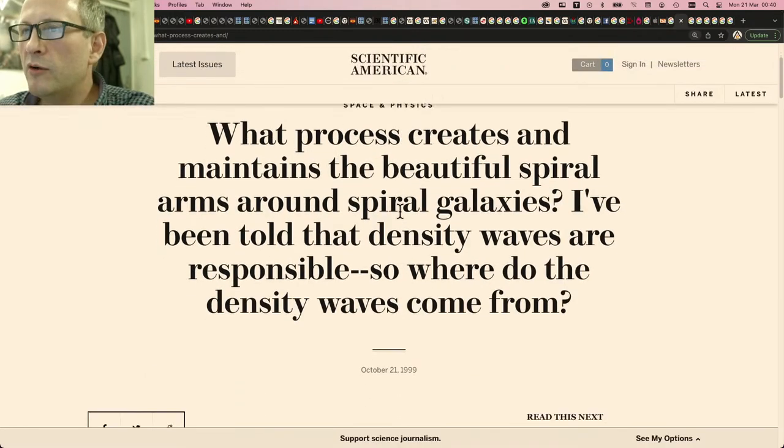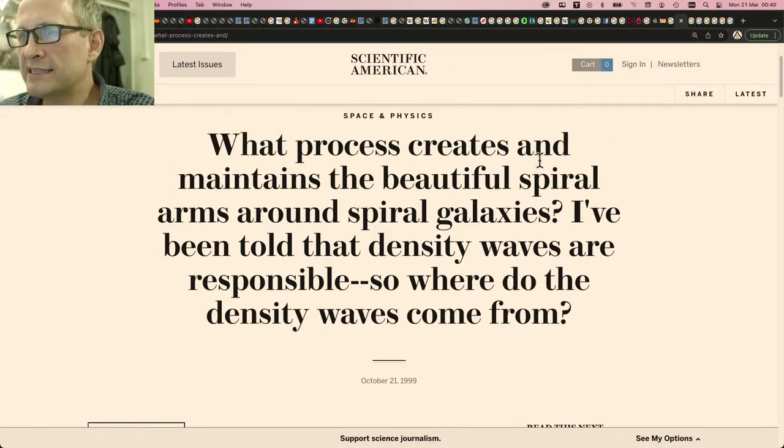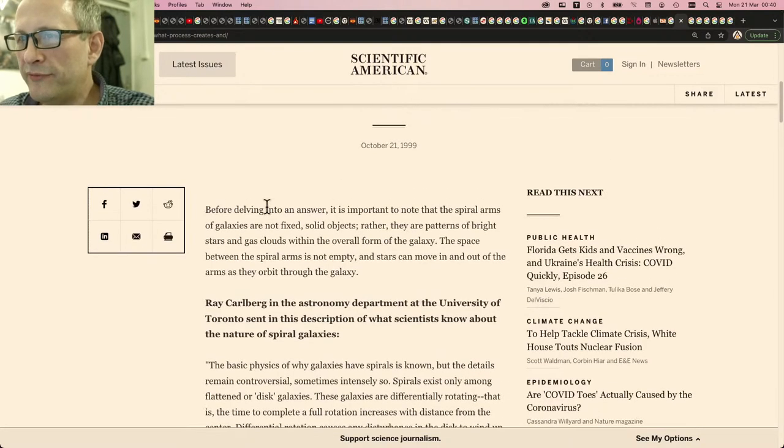All right. What process creates and maintains the beautiful spiral arms around spiral galaxies? I've been told that density waves are responsible. So where do the density waves come from? Before delving into the answer, it is important to note that spiral arms of galaxies are not fixed solid objects. Rather, they are patterns of bright stars and gas clouds within the overall form of the galaxy. The space between the spiral arms is not empty, and stars can move in and out of the arms as they orbit through the galaxy.